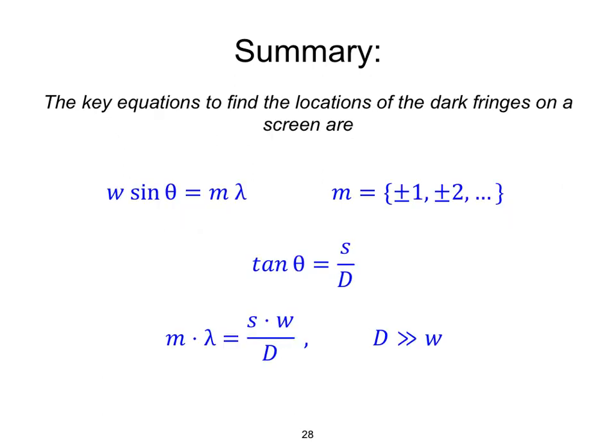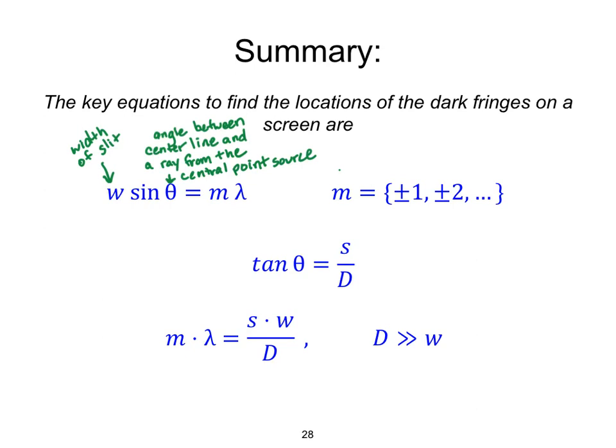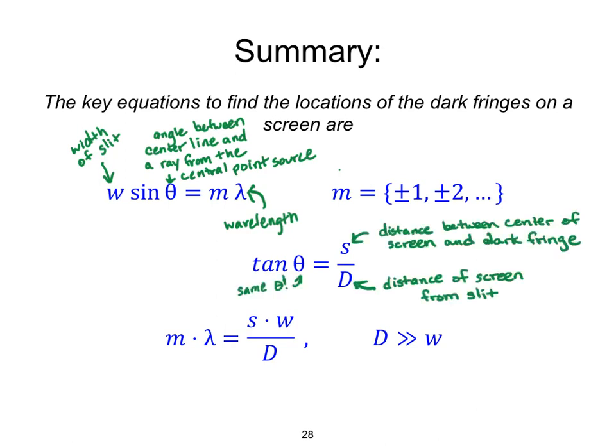The key equations to find the locations of dark fringes on a screen are the width times the sine of theta equals m times the wavelength, where m is a non-zero integer. Tangent of theta equals S over D, where S is the distance from the center of the screen to the dark fringe, and D is the distance from the slit to the screen. If the distance from the slit to the screen is much, much greater than the width of the slit, then you can simplify this to m lambda equals S W over D.